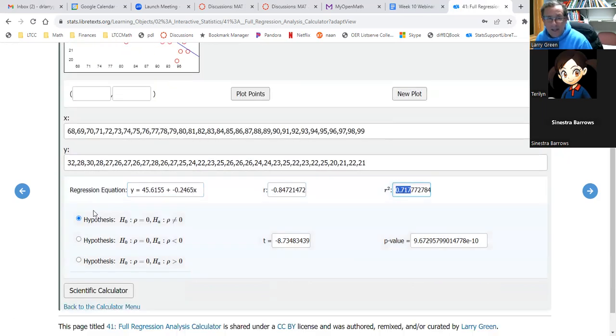In our class, most of the time we'll be doing a two-tailed hypothesis test to see whether there's a correlation or not. Whereas you can also ask, is there a negative correlation? Is there a positive correlation? But usually we'll be looking at, is there a correlation? And is the p-value 9.6, or 9.67? Is that the p-value? No, what is the p-value?